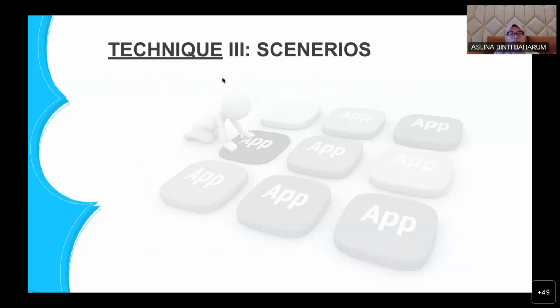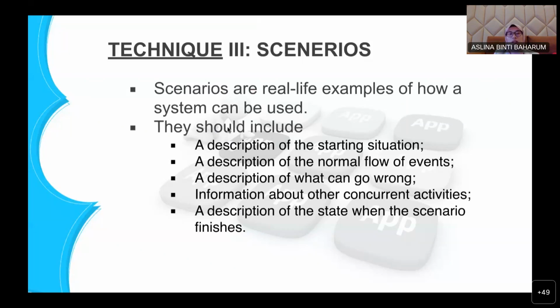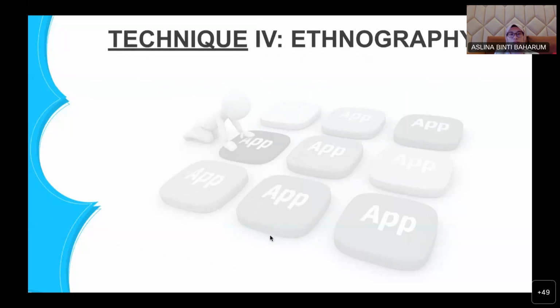The last technique, I think, is the scenario. A scenario is a real-life example of how a system can be used. It should include a description of the starting situation. You give a scenario to them. Then the description covers the starting situation, the normal flow, what can go wrong, other concurrent activities, and a description of the state when the scenario is finished. Another one is ethnography.